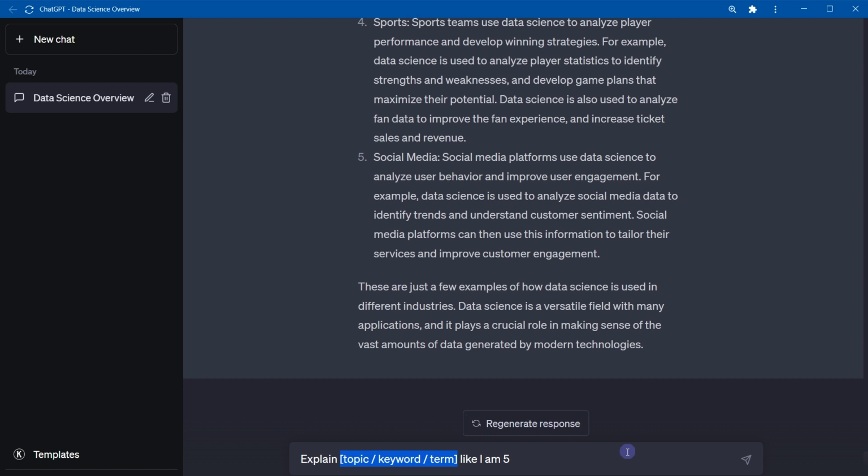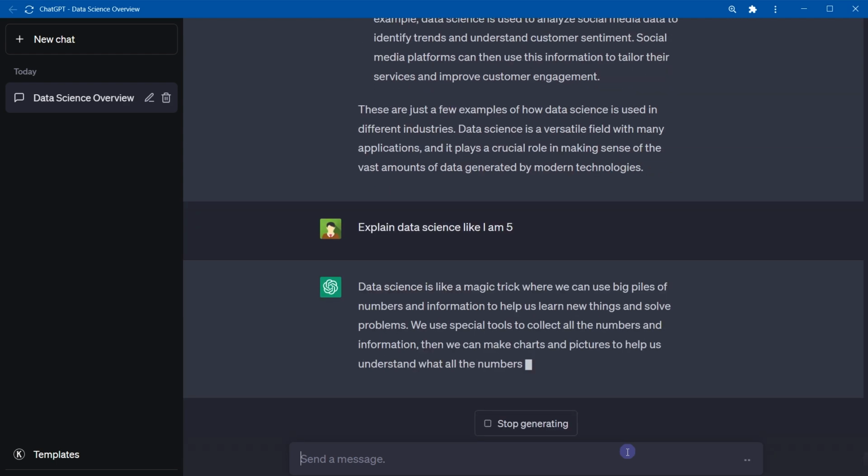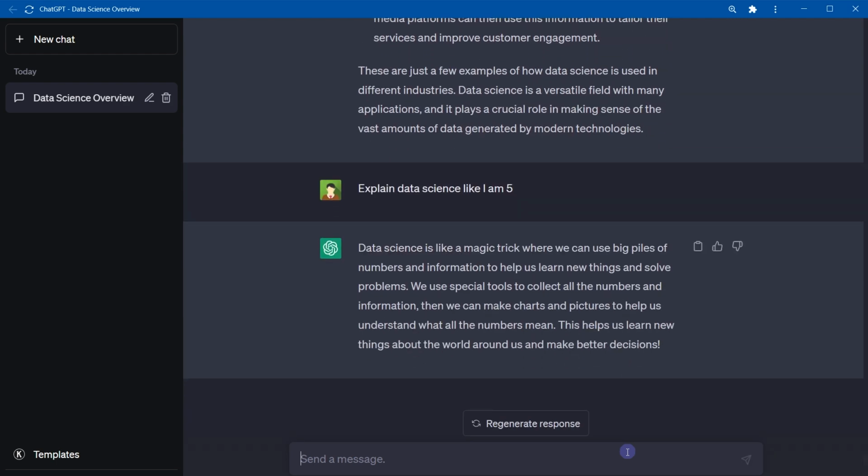Then if you want to explain something to a kid, you can say something like explain topic like I am 5. This will generate a simple response that will be geared towards a very basic understanding of the topic. It will use simple language and short sentences to explain the concept in a way that is easy to understand for a child. It may also use analogies to help illustrate the concept.